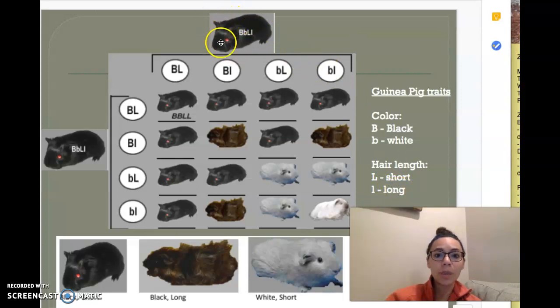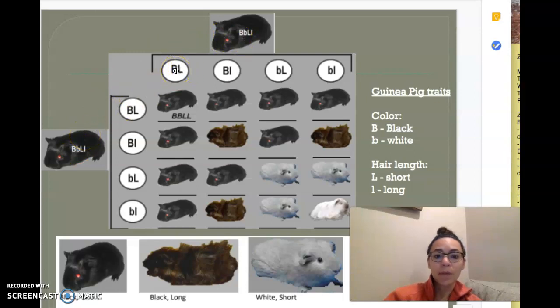So these are the two parent guinea pigs. They're both heterozygous for both traits. So they have capital B, lowercase b for color. So they're heterozygous for color. Capital B is black, so this one is black. And capital L, lowercase l for hair length. So they've got short hair. Okay, and they're both heterozygous for both traits.